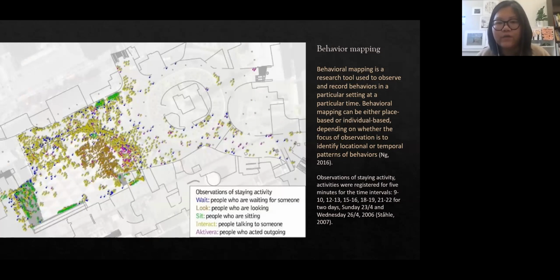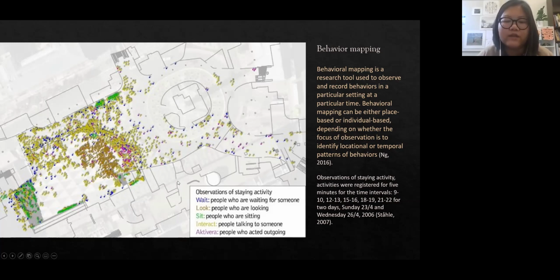The third one I want to introduce is not very common, but it's a very valuable method, especially in sociology, and it's a method that I use a lot. It's called behavior mapping. Behavior mapping is a research tool used to observe and record behaviors in a particular setting at a particular time. It can be either place-based or individual-based, depending on whether the focus of the observation is to identify locational or temporal patterns of behaviors.